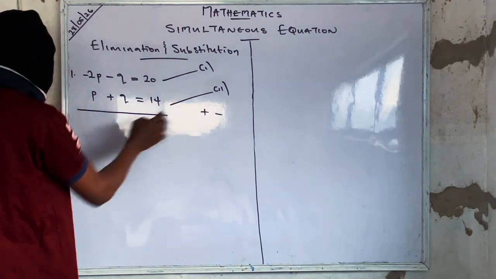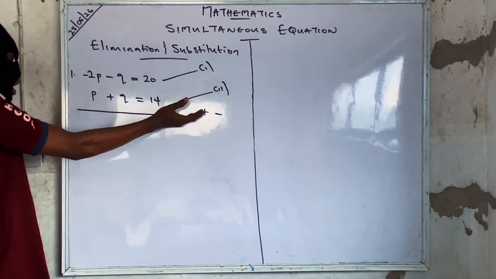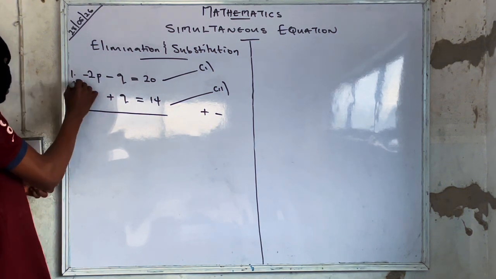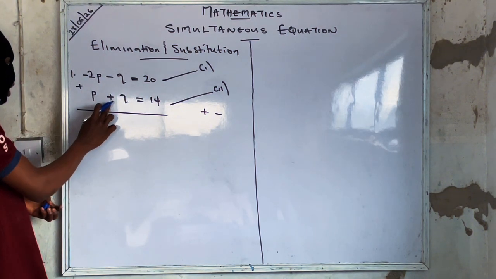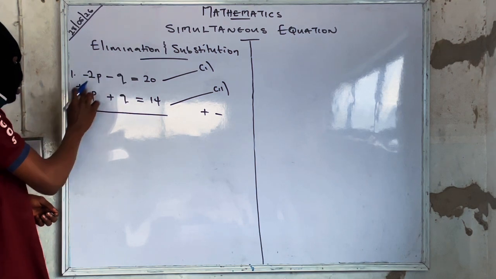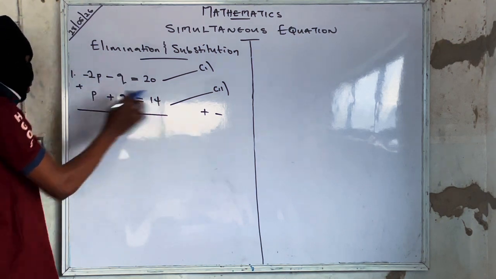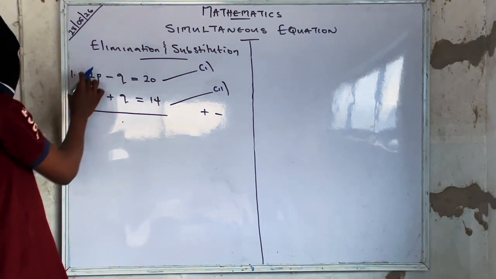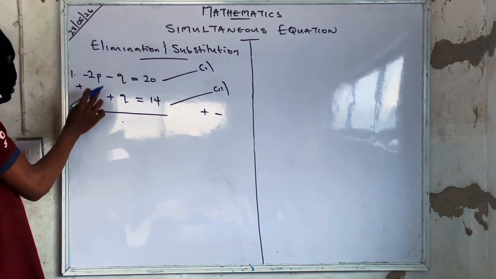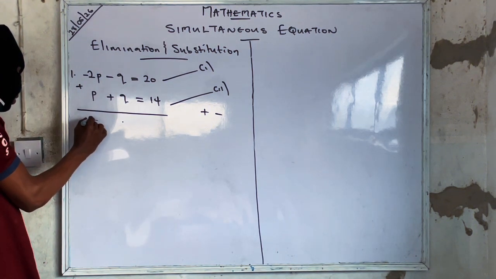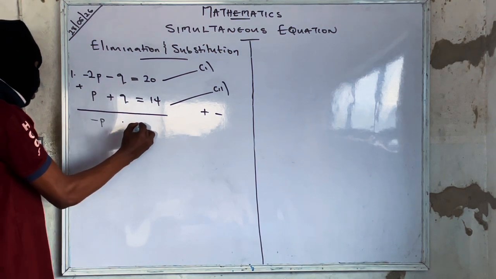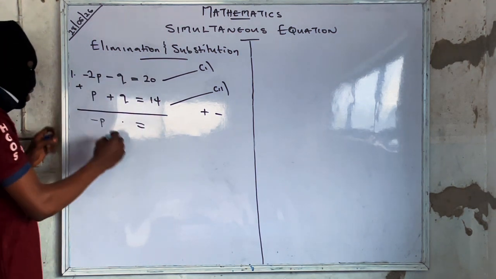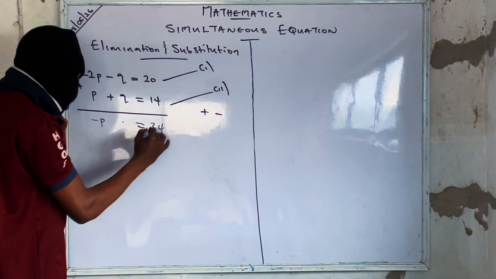Now if we use plus, we need to eliminate Q. Let's check. Now this is plus. Now minus Q, plus times plus times plus is plus. Now minus Q plus Q will give us 0. So plus is the perfect sign you can use with this. Now we have minus 2p plus p, it will give us minus p equals to 20 plus 14, which will give us 34.